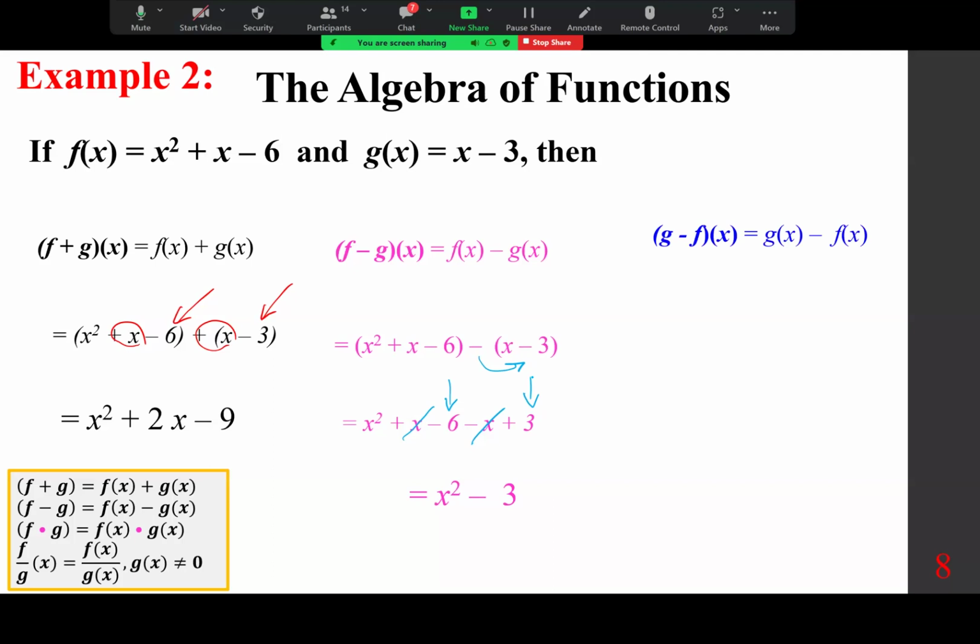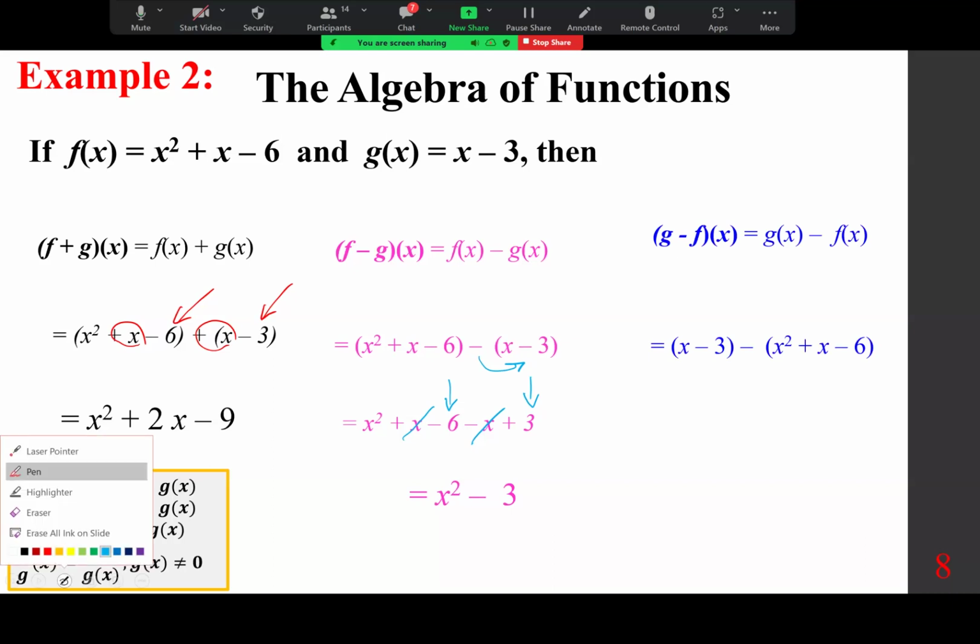G minus f of x. There are two ways to approach this class. One is to develop it as g of x minus f of x. I'm going to go through that, and then I'll quickly show you the easy way out, the second method. So we are going to plug in both into a parenthesis, x minus 3 minus f of x, which is x squared plus x.